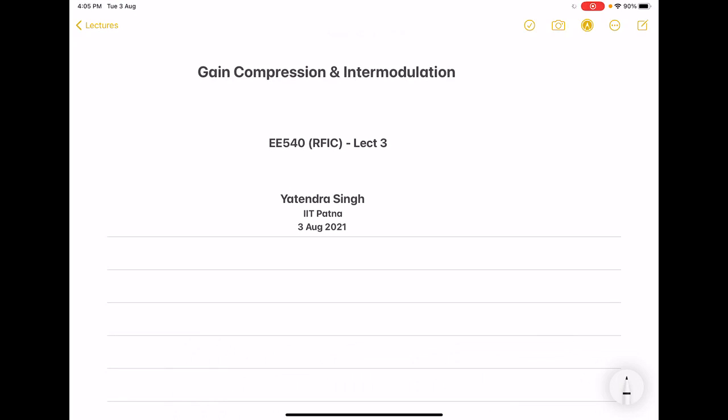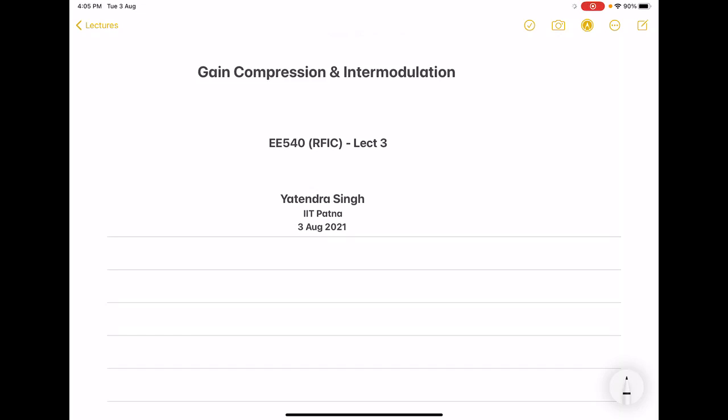In this lecture, we will continue to discuss the adverse effect of nonlinearity of an amplifier. We had already discussed what will be the consequence of nonlinearity on the frequency content of the output for single tone input. Today, first we will discuss what will be the consequence on the amplitude of the output for single tone input. We will see that it leads to a phenomena called gain compression.